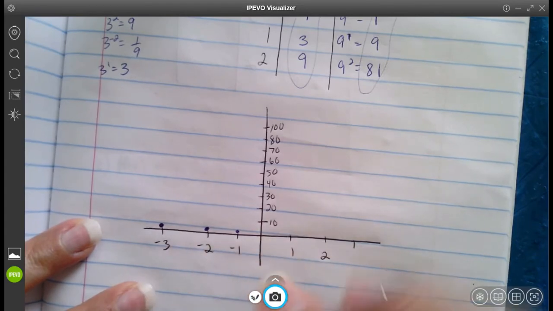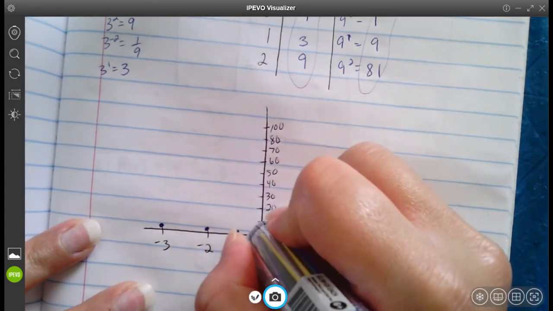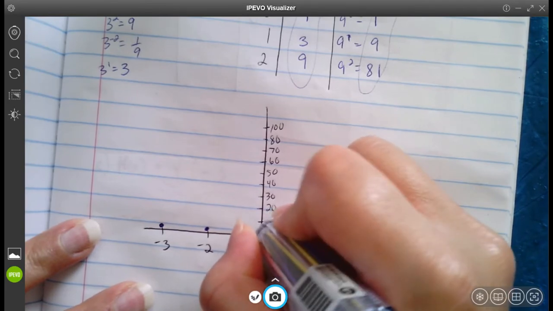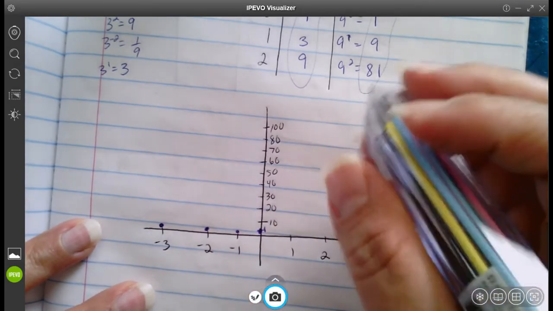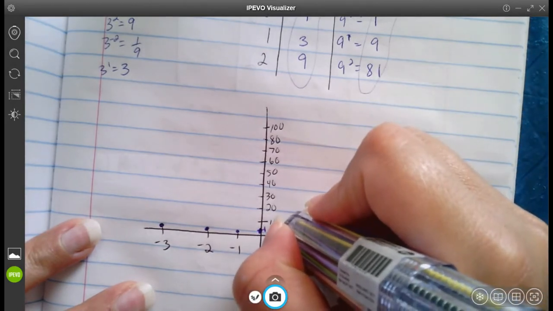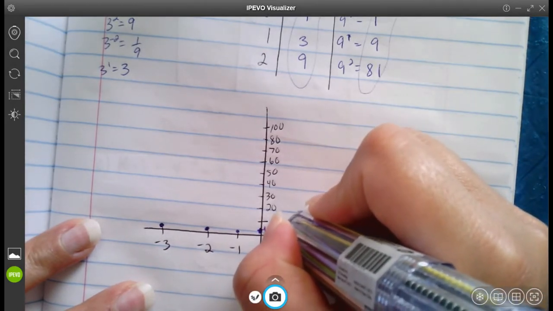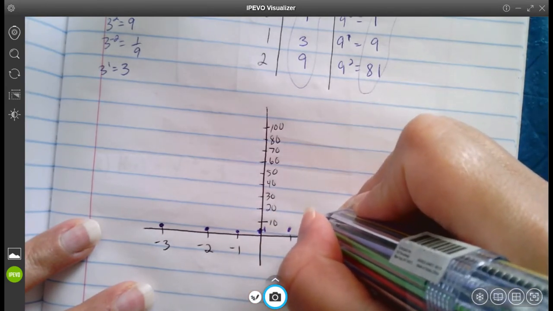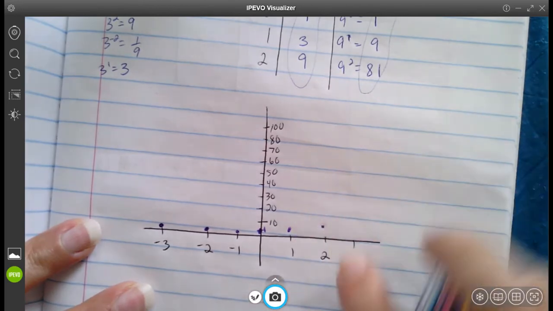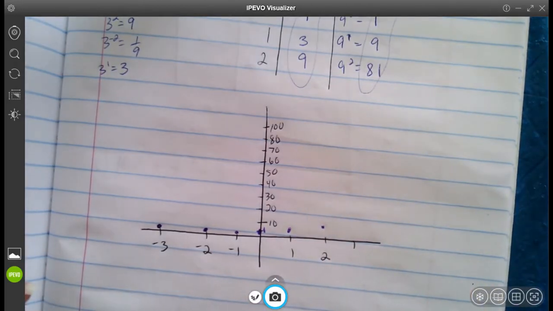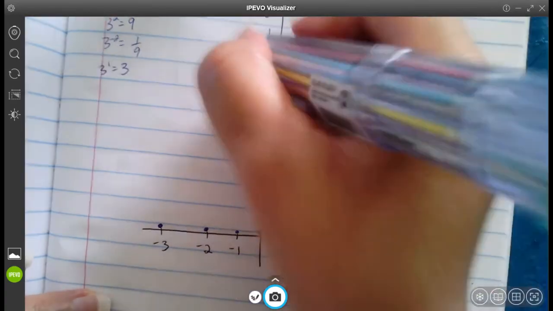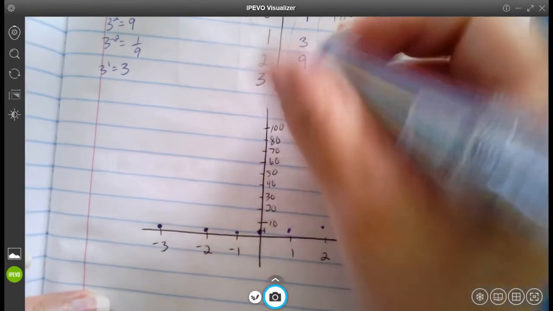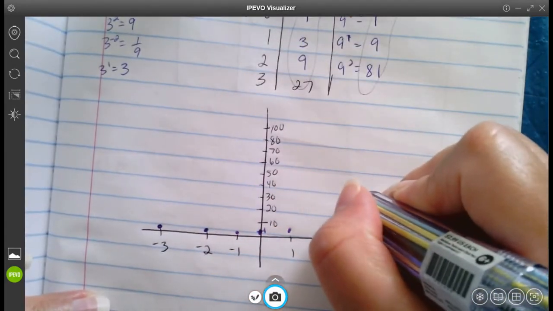Okay, 0 is 1, so let's just say 1 is right here. I'm just putting that for labeling purposes. 1 is going to be 3, so it's a little bit higher than that 1. And then 2 is going to be 9. So again, super tiny, kind of hard to see. Maybe we should do one more just so we can get a better idea. So let's put 3 right here. 3 to the 3rd power is 27. So this one's a little bit higher up this way.